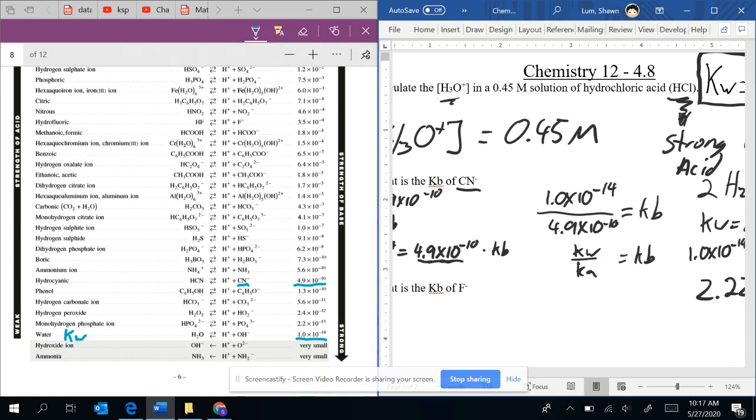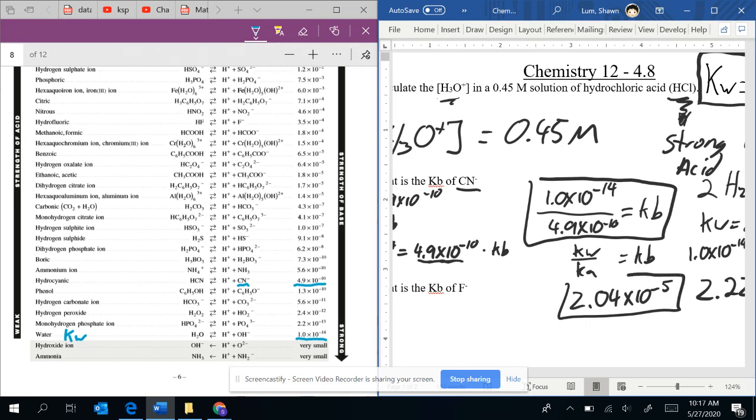Okay, so I'm going to type this into my calculator. So I go 1 times 10 to the minus 14 divided by 4.9 times 10 to the minus 10 equals, and I get Kb is equal to 2.04 times 10 to the negative 5.